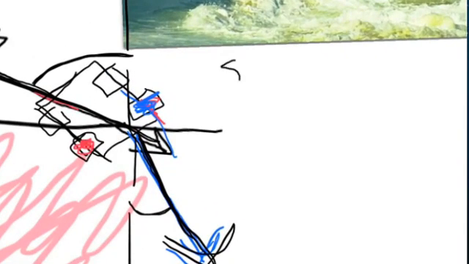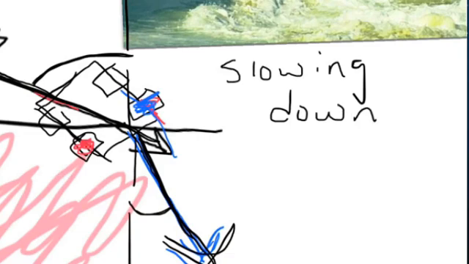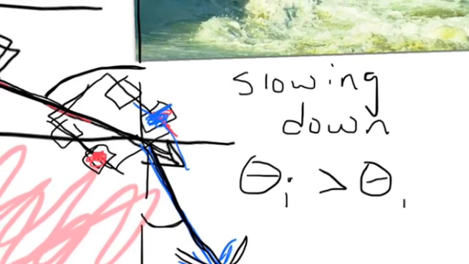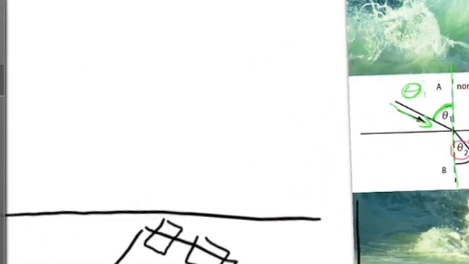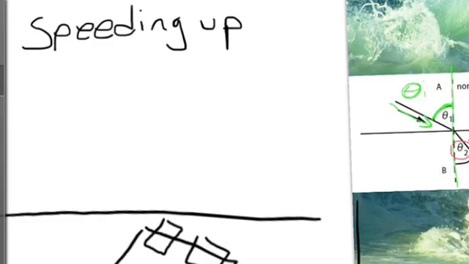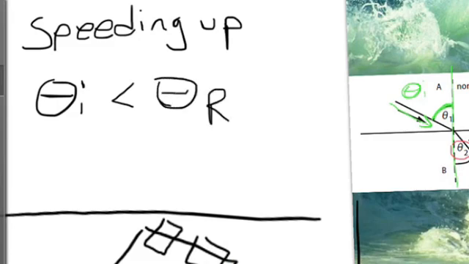So slowing down, the angle of incidence is greater than the angle of refraction. Speeding up, and this is when we go into the new medium, the angle of incidence is smaller than the angle of refraction.